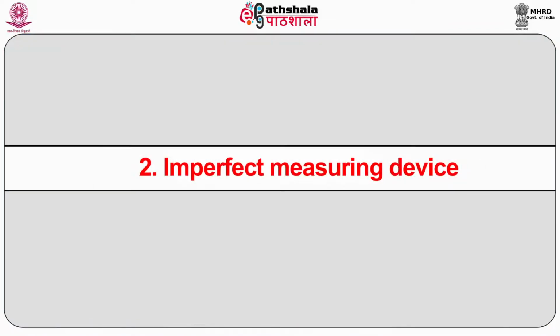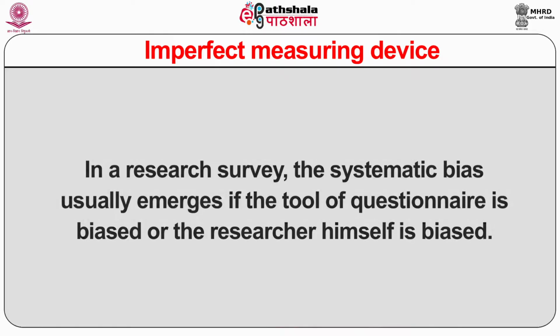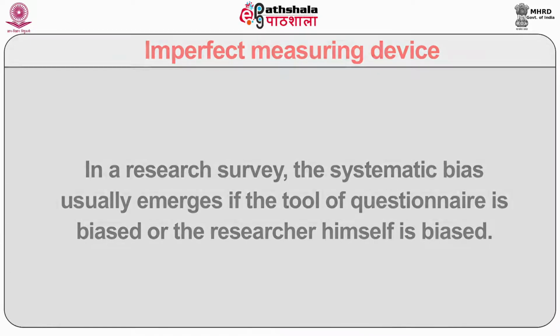Secondly, imperfect measuring device. If it is found that the measuring device adopted in the research persistently shows error, it will result in systematic bias. In a research survey, systematic bias usually emerges if the questionnaire tool is biased or the researcher himself is biased. Thus, if the physical measuring device itself is found to be defective, there are fair chances of systematic bias in the data so collected.